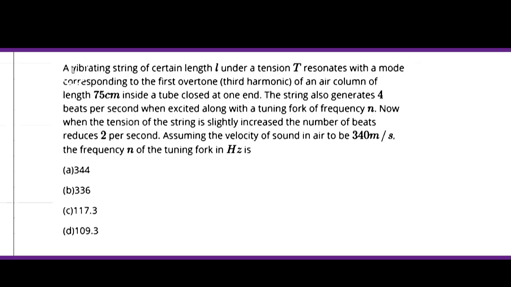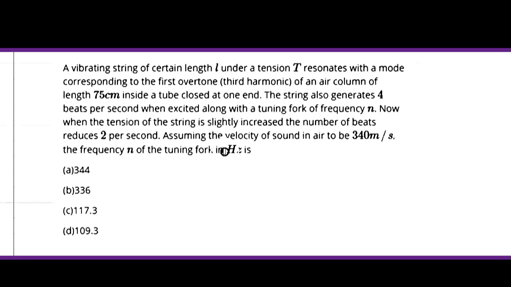Hello students, today our question is: a vibrating string of length L under a tension T resonates with a mode corresponding to the first overtone, the third harmonic, of an air column of length 75 centimeter inside a tube closed at one end. The string also generates 4 beats per second when excited along with a tuning fork of frequency n. When the tension of the string is slightly increased, the number of beats per second reduces. Assume the velocity of sound in air is 340.